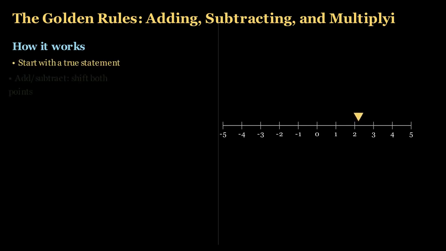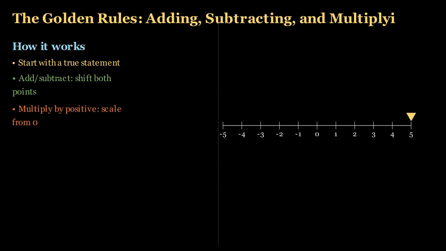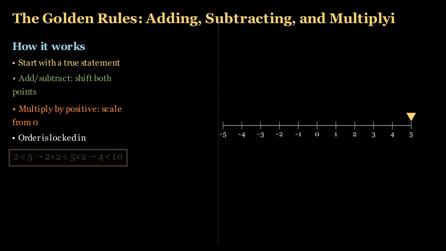Subtraction is just sliding left, same idea. Now multiply both by a positive number, like 2. The 2 jumps to 4, the 5 jumps to 10. The gap doubled, but 4 is still left of 10. Multiplying by a positive is like zooming in or out on the number line from 0. Everything stretches or shrinks, but the left to right order is locked in. That's the deep reason these rules work.